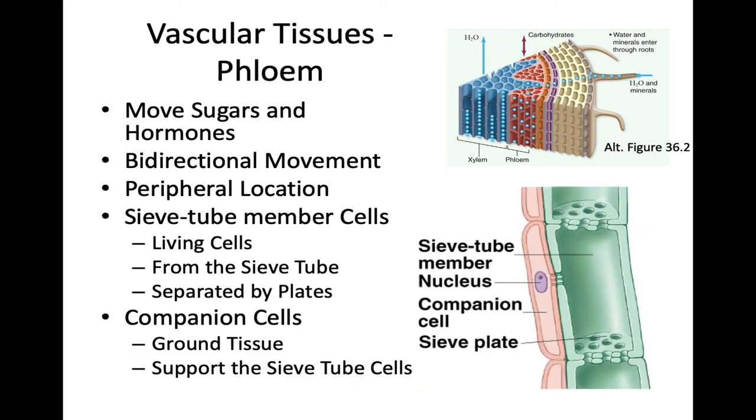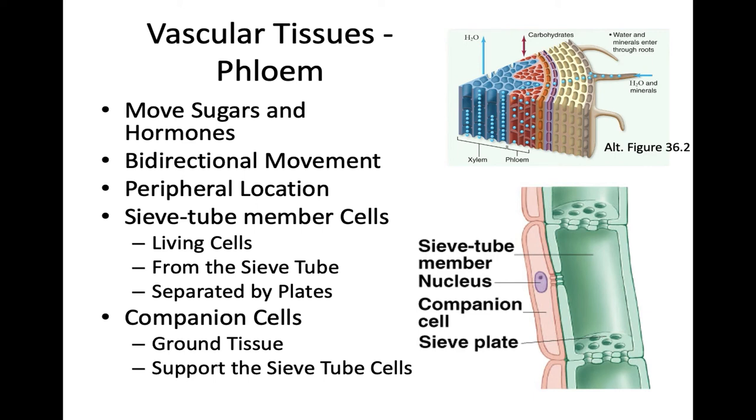Now let's talk about the phloem. So phloem is that sugar-rich liquid that a lot of plant-feeding insects and pest insects, like my mealybugs, like to feed on, because they are carrying the sugars and they're carrying the hormones throughout the plant.